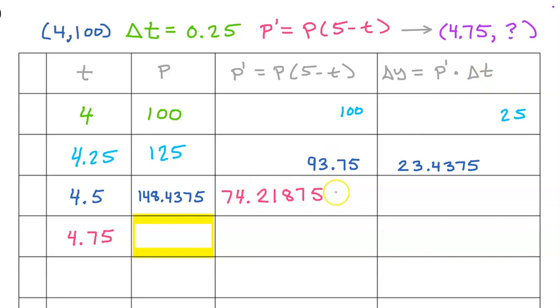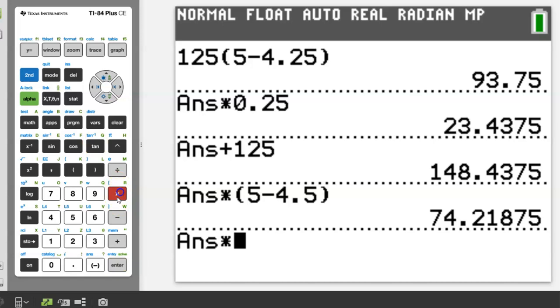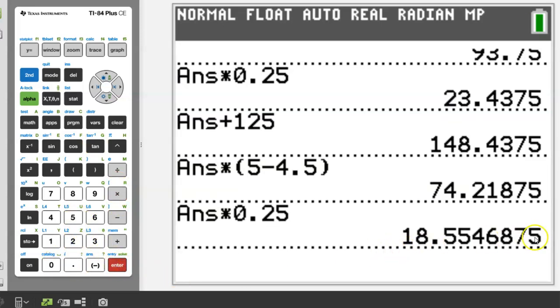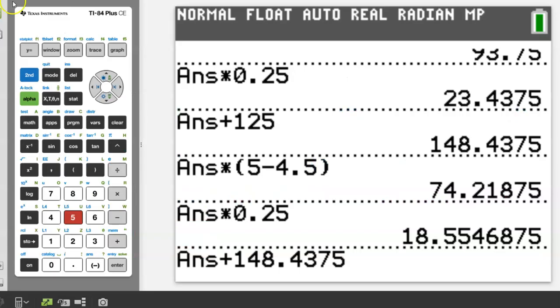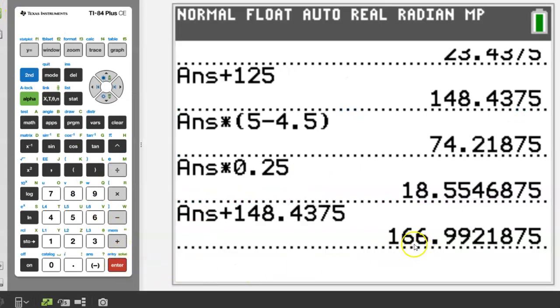Next we find delta y by doing p prime times delta t. That's this number times 0.25. This number is already in the calculator, so I'm just going to hit times 0.25. And finally, we get the last p-value by adding delta y to the previous p-value. Delta y is already in the calculator, so I'm just going to add 148.4375.